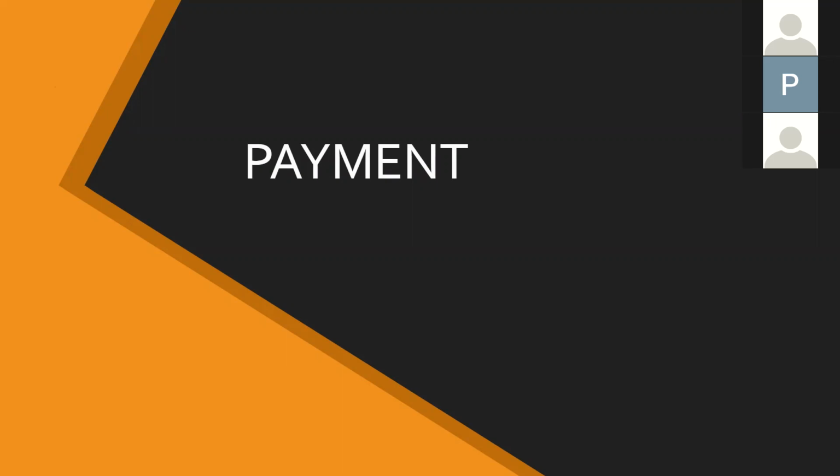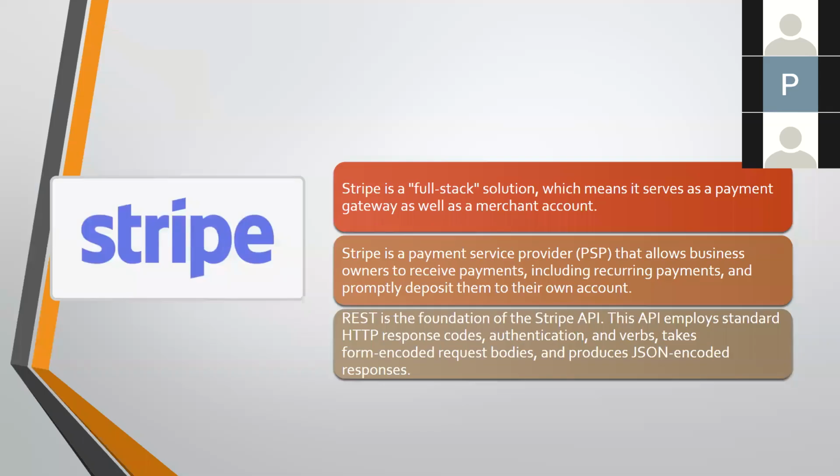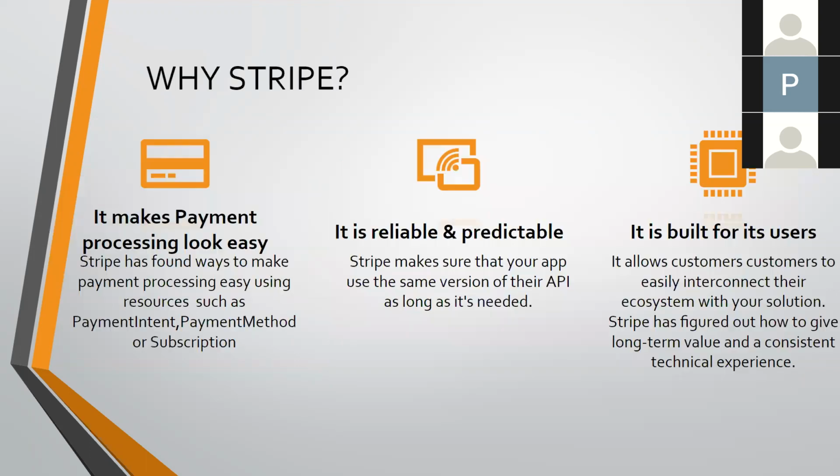Next slide. First, Stripe is a PSP, that is payment service provider, or we can say that it is a full stack solution, meaning Stripe acts as both the payment gateway and the merchant account. Stripe system always keeps the customer on the site and not on any third-party website. The Stripe API is organized around REST. The Stripe API has predictable resource-oriented URLs, accepts form-encoded request bodies, and returns JSON encoded responses and uses standard HTTP response codes.